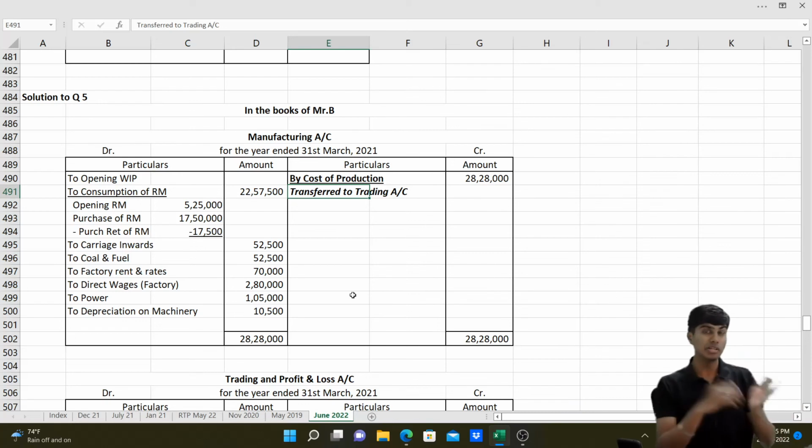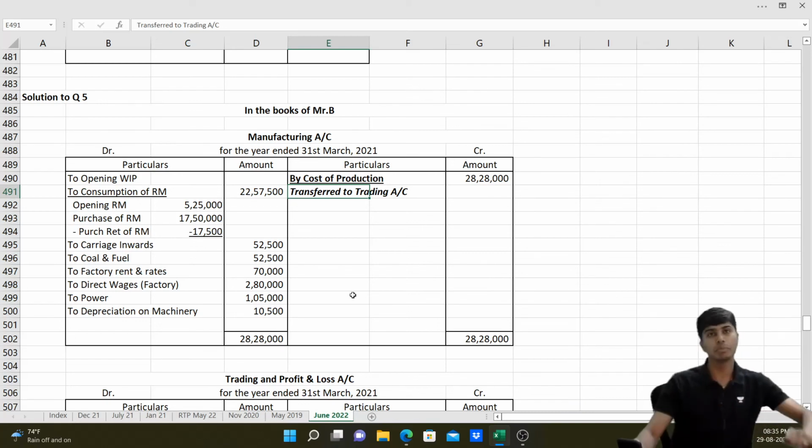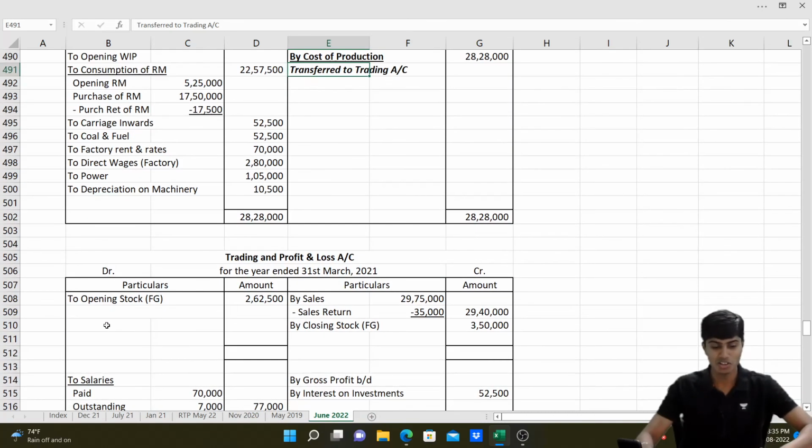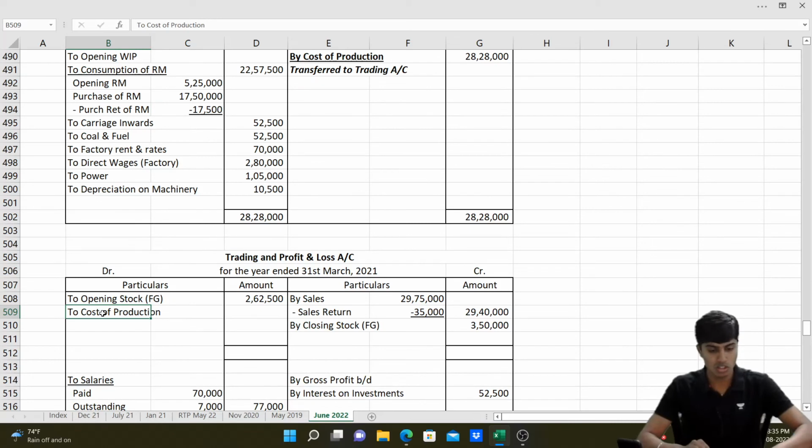Usually in trading account debit side we write purchases. This is written in the place of purchases. So instead of purchases we write, sorry, manufacturing account because this is the cost of production. So here I'll write to cost of production exact same 28 lakh 28,000. We have no other item coming up.